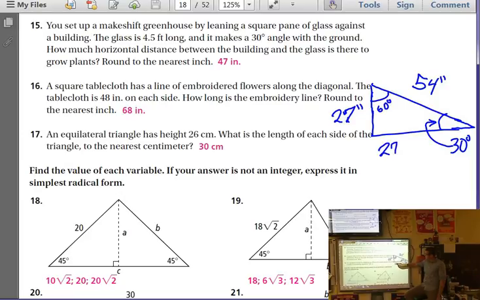We then do 27 times rad 3 to get my long side, which, guys, if you are struggling to remember whether I use rad 2 or rad 3, rad 3 is involved in the 30-degree triangle. Rad 2 is involved in the triangle with 2 equal angles. So if that helps the memory trick, when we have 30 degrees, we involve radical 3. When we have 2 congruent angles, I involve radical 2.